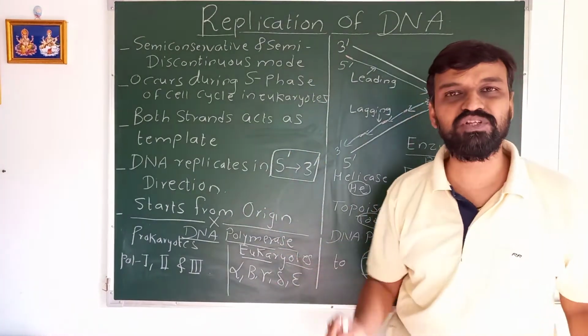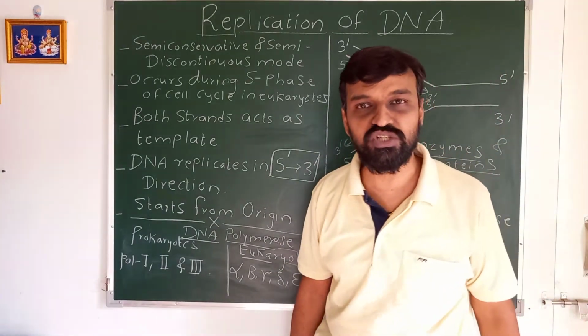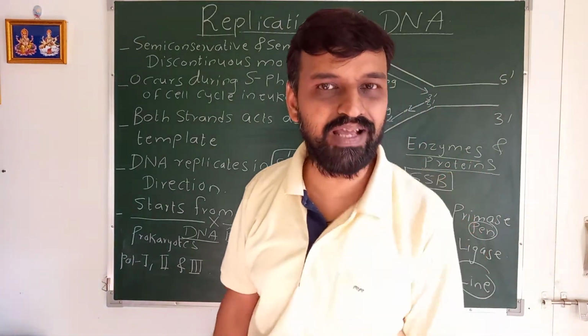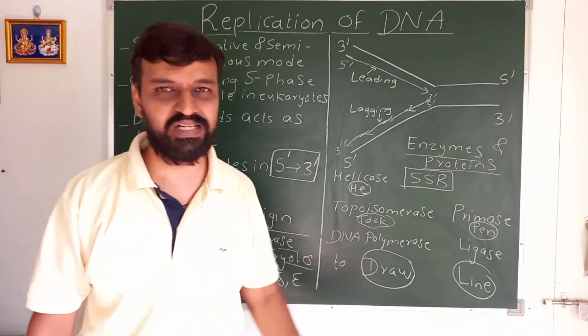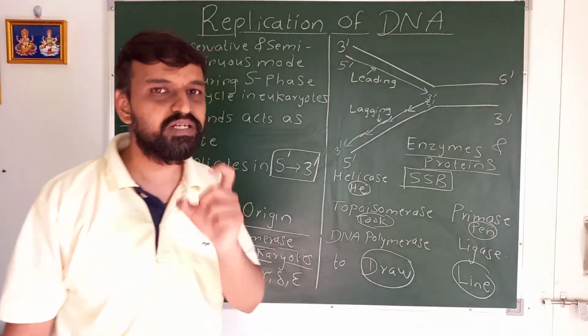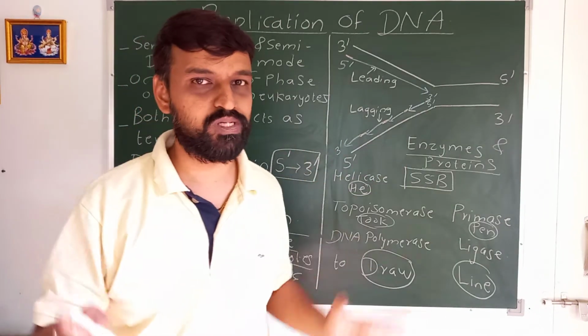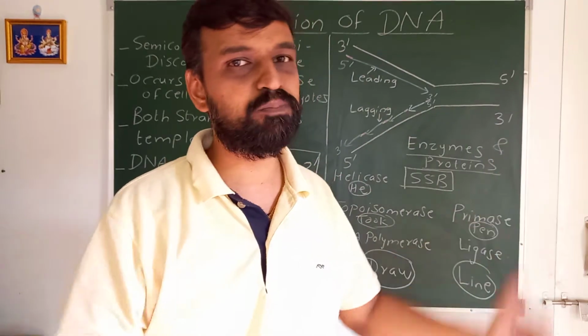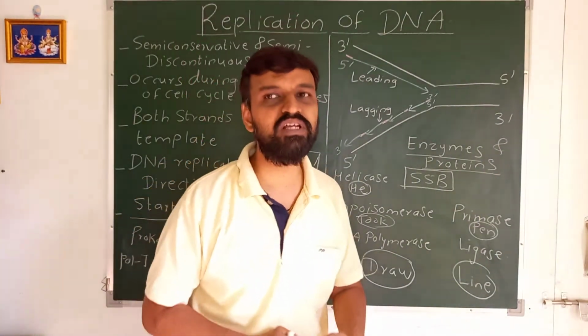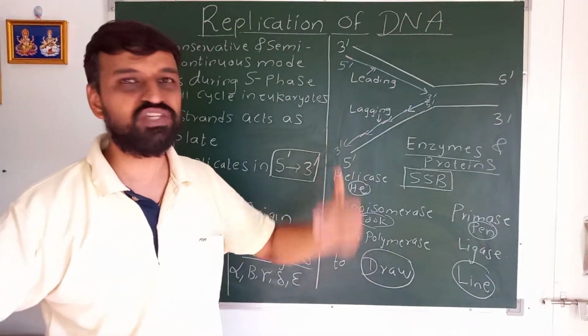replication starts from the sequence which is known as the origin, ori. Guys, this is a particular sequence present on the double-stranded DNA where there are certain nucleotides which have an easily breaking down property. Means you can say they are rich in AT-rich sequences.